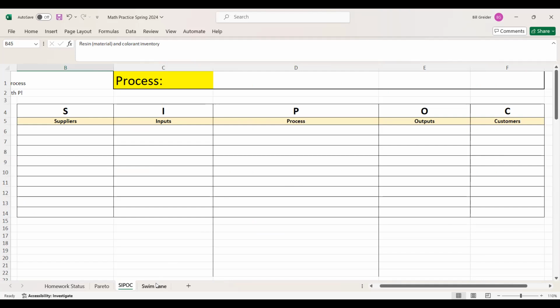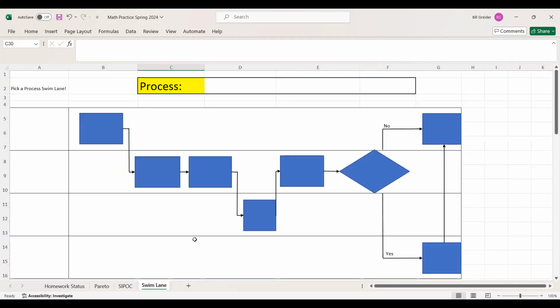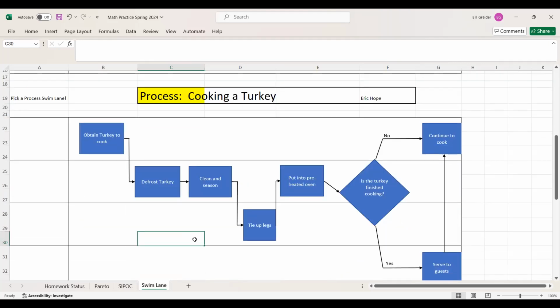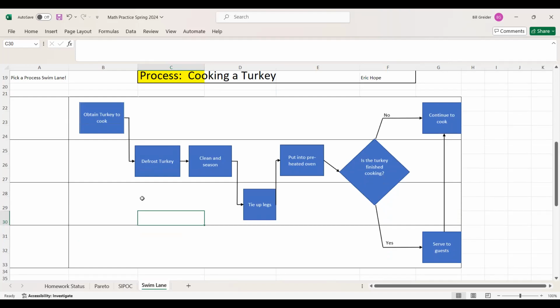The option for homework this week is you could do a SIPOC or you could do a swim lane process map. Cook out a turkey. This was, I think, the last class, Eric Hope. And the only thing missing here is a swim lane map. I use a swim lane anytime I have to hand the process off to somebody, so it's usually across departments, like the quoting one, Tyler, you guys are doing. I know Obrick's done a customer complaint one. There's been returns, returning something. When it has to go across different people, it's a way to look at it.